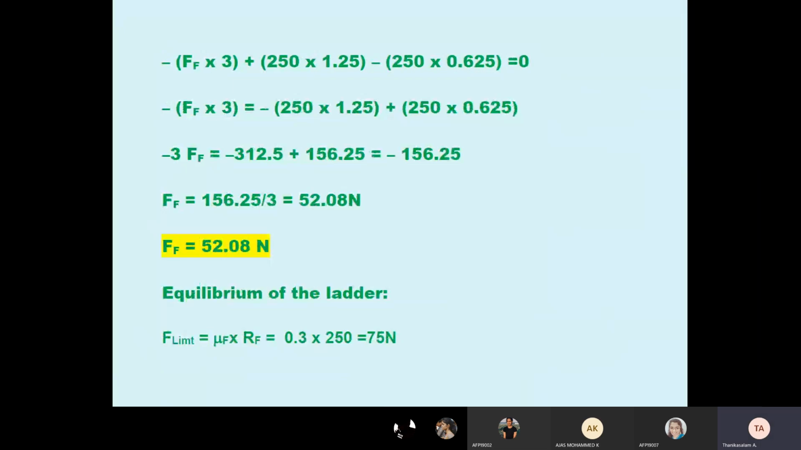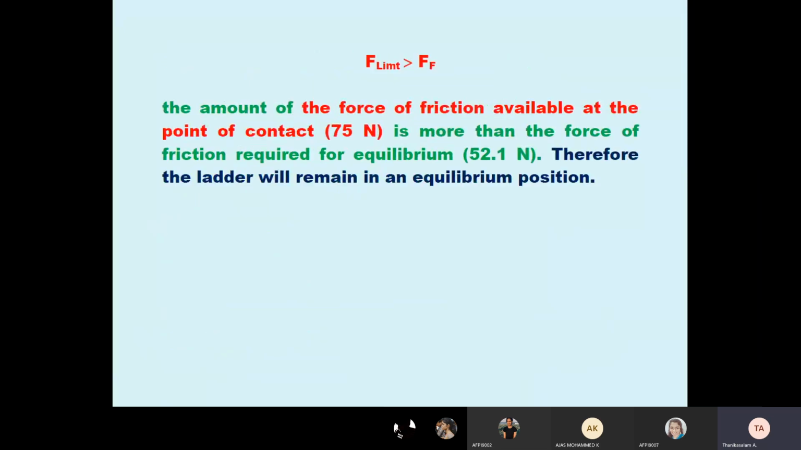So the maximum friction available is 75. Students, maximum friction available 75. But what is our actual? Our induced is 58, but available is 75. Therefore, it is less than 75, so it is at rest. The amount of friction force available at the point is 75, which is more than the force required. Now, what is our calculated 52? Therefore, the ladder will be in equilibrium.